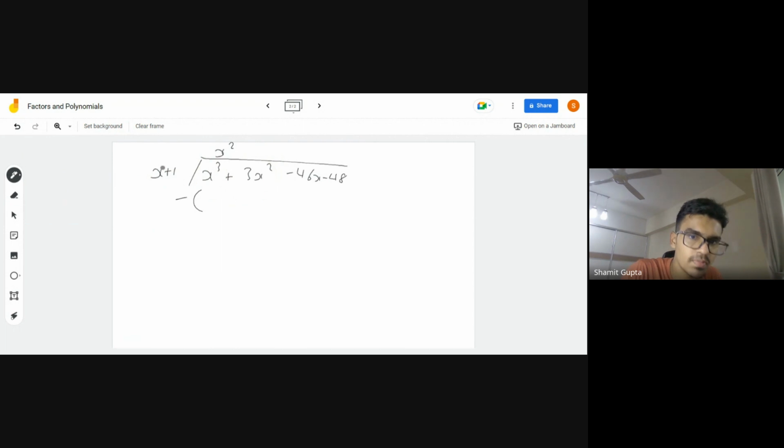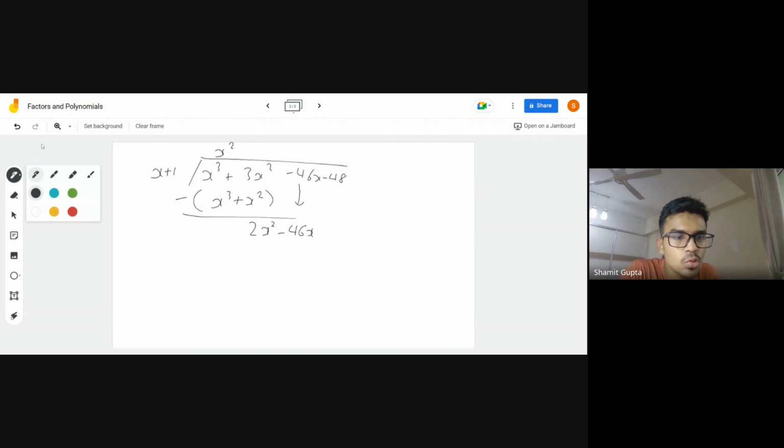But even the plus 1 becomes multiplied by x squared. So it becomes x cubed plus x squared. When you subtract these, 3x squared minus x squared becomes 2x squared. Okay, and then you can bring down this minus 46x. It's not borrowing, okay? It's literally just division. Now you have x plus 1, you want 2x squared. Like how from x you wanted x cubed, now from x you want 2x squared. So I can add 2x here.